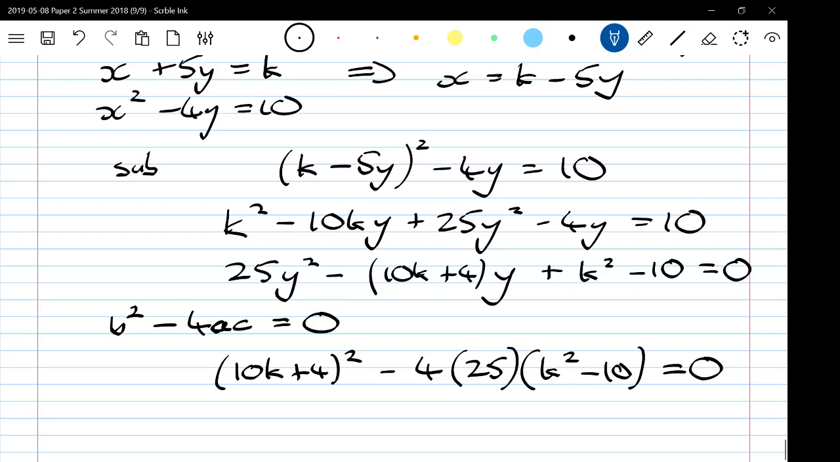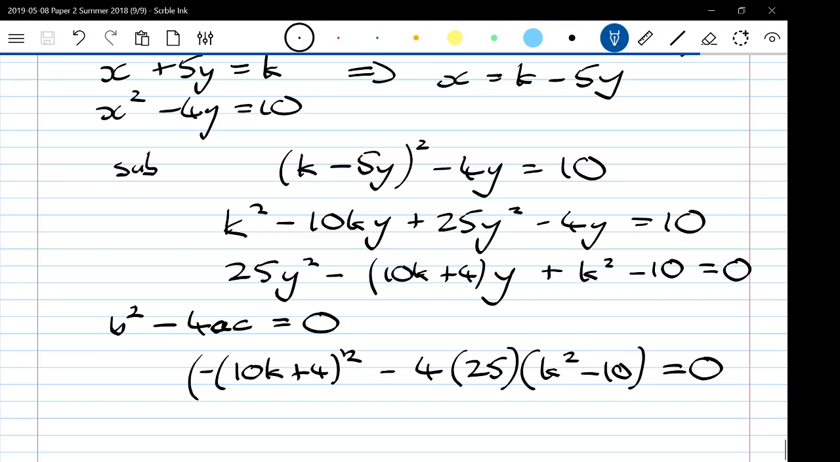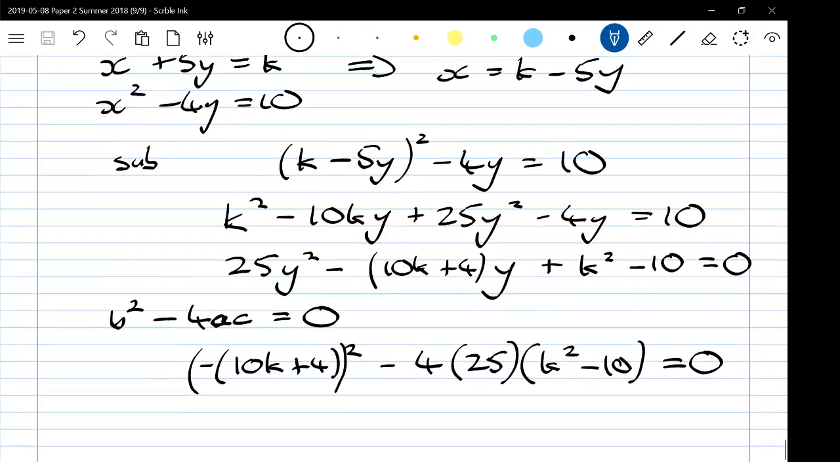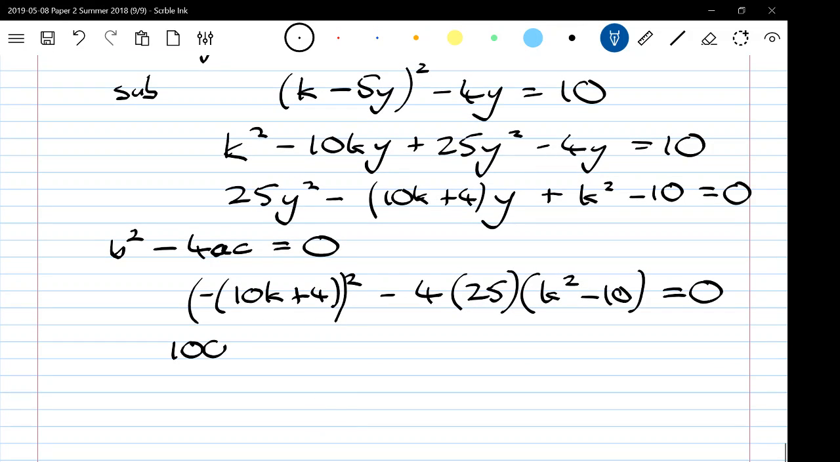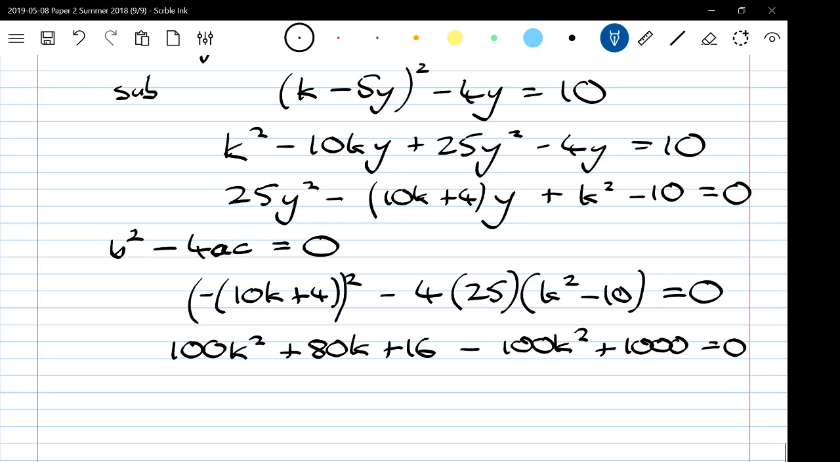This was minus here, wasn't it? I mean, I suppose I should do that, but we know that minus is going to turn out positive anyway. If I multiply out the bracket, then I've got 100. Is this the most efficient way of doing it? It probably is. 100k squared plus 40k plus another 40k plus 16 minus 100k squared. Oh, that's convenient. Plus, what would that be? 100 times 10, so plus 1,000 is equal to 0, I think.